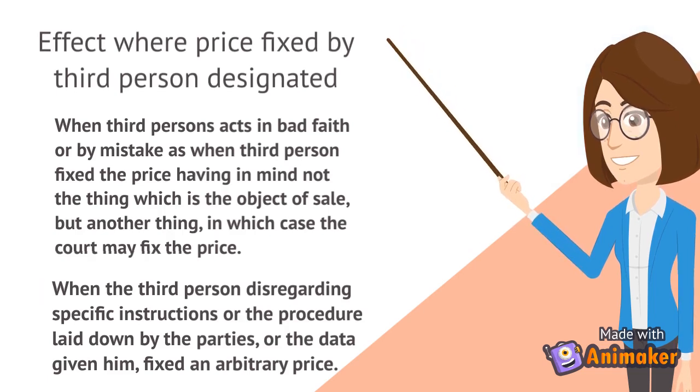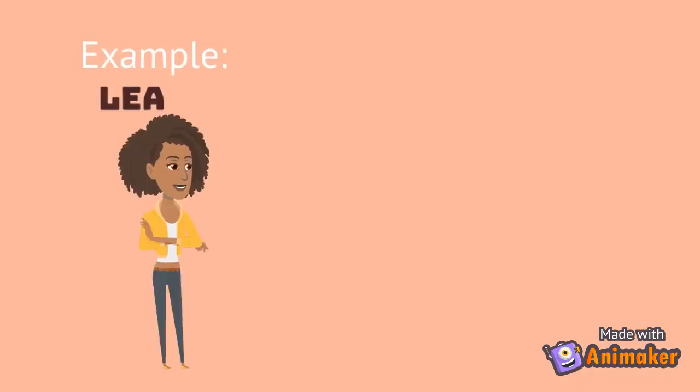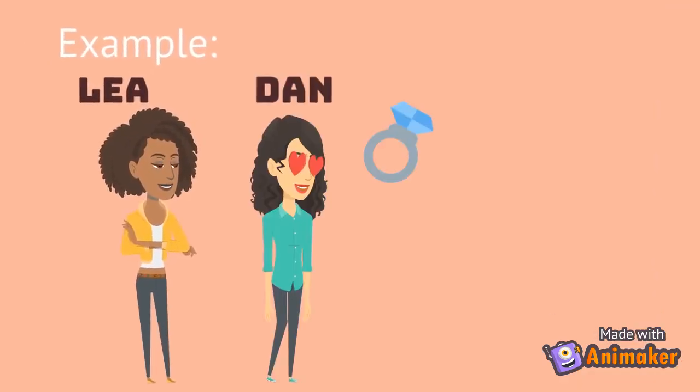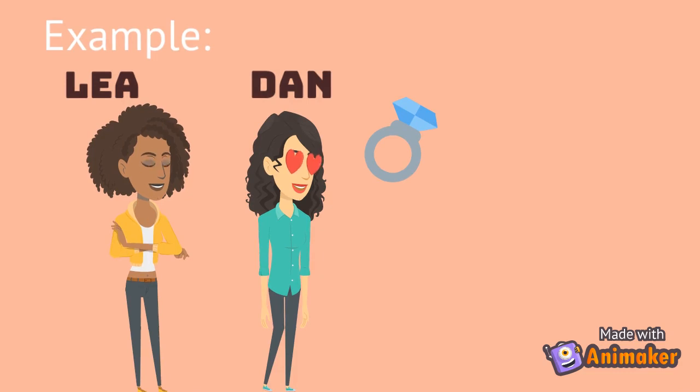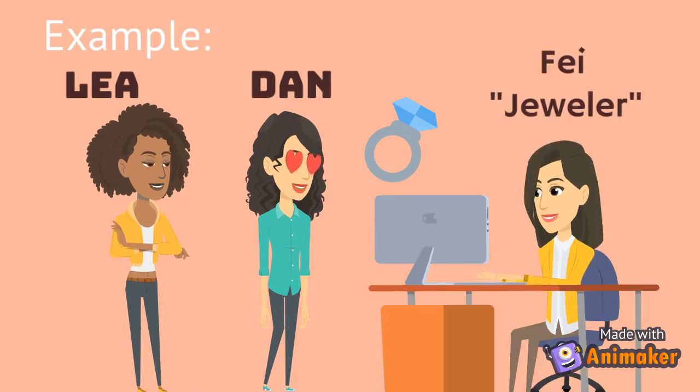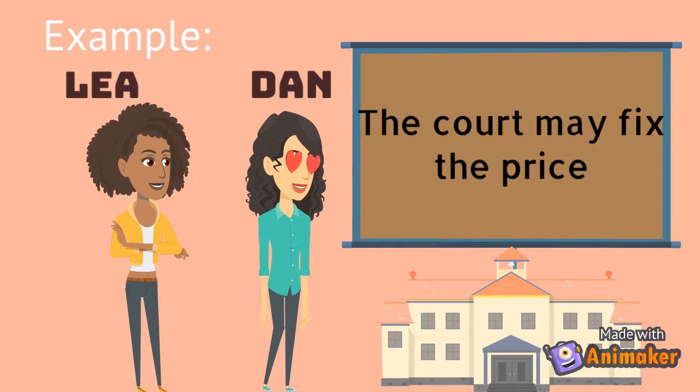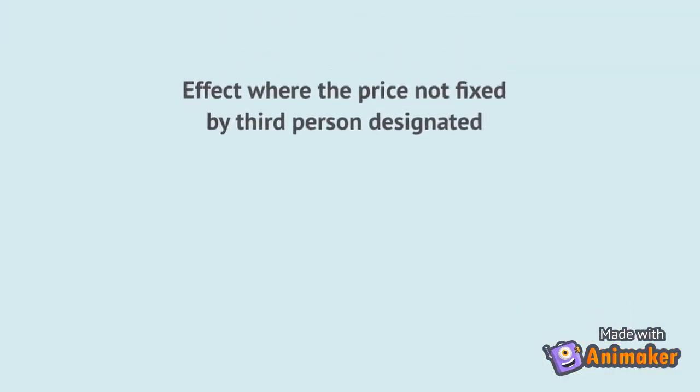For example, Leah sold Dan a diamond ring. The determination of the price was left to Faye, whom the parties thought was a jeweler. If Faye acted by mistake, as when he is incompetent to know the price of the diamond ring, or in bad faith, as when he connived with Leah, the court may fix the price. The same applies where the price is not fixed by the two persons designated.